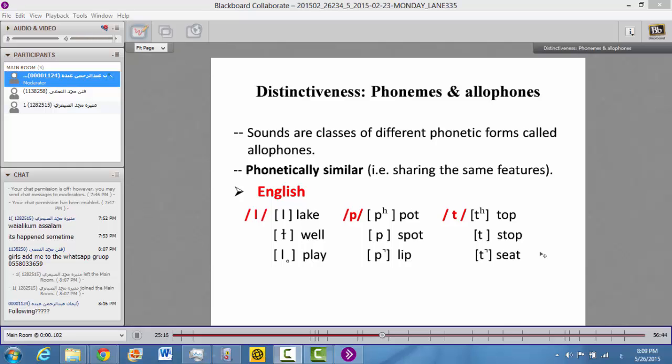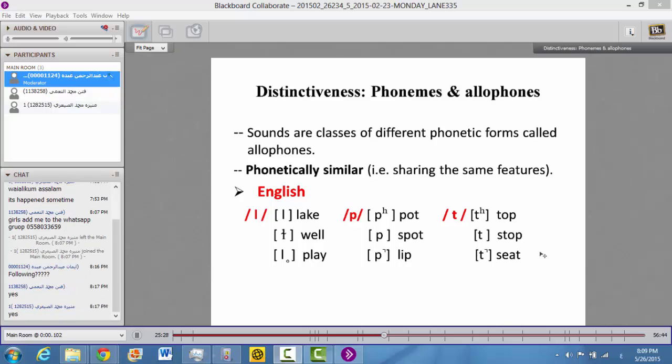Are you following? Are you following, ya Jama'ah? Why don't we have many students today, just 2 students attending the class.